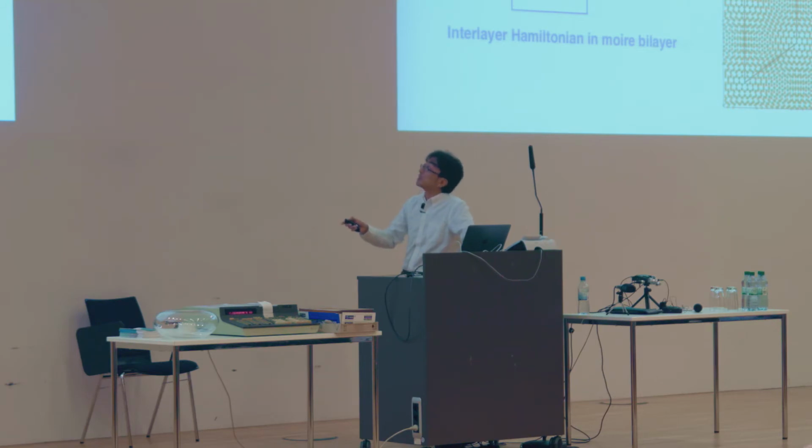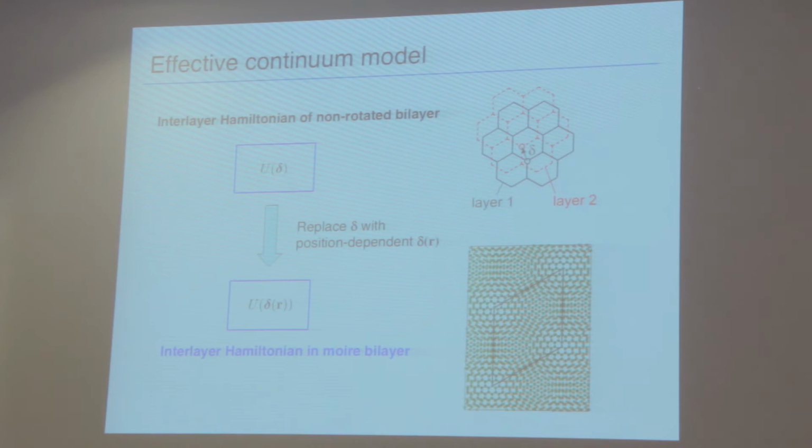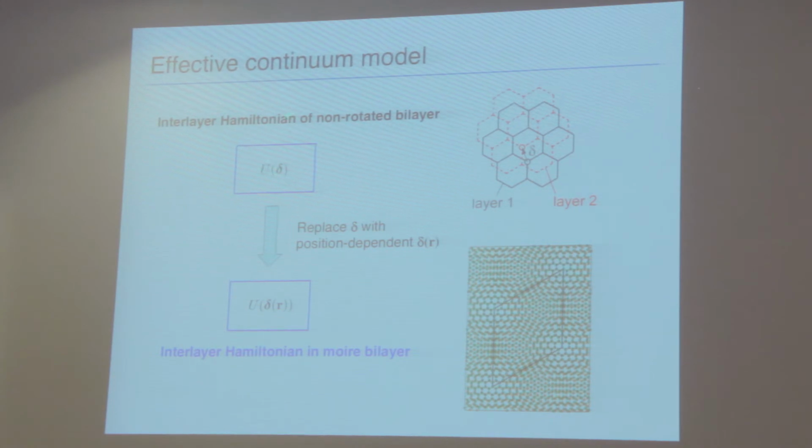So this is the U matrix. The U matrix is approximately given by this non-rotated part. This delta is this shift, and this is treated as a parameter. Okay? So we can think about this. This can be derived in an easy way.